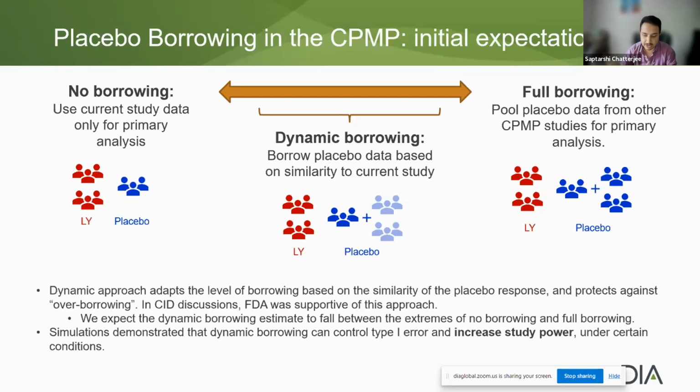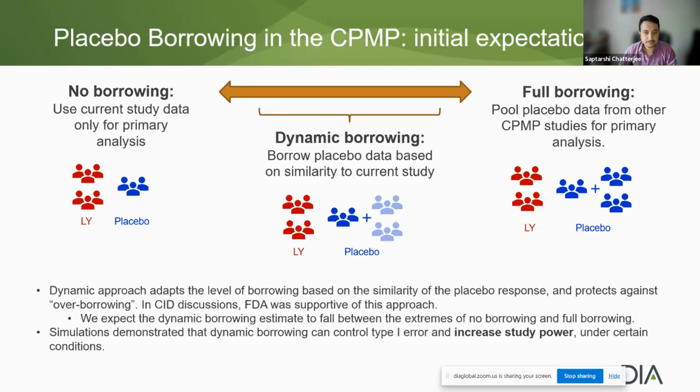So when we average out the scenarios, we expect the properties that we observe to always fall between these two extremes of no borrowing and full borrowing. That's where the dynamic borrowing really lands, and that's the expectation. And when we did the simulations, we actually observed that the dynamic borrowing can control the type-1 error, and without really hurting us on the type-1 error, it can increase the study power under certain conditions, of course.